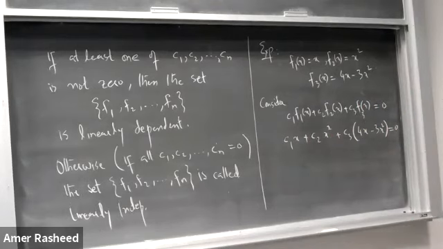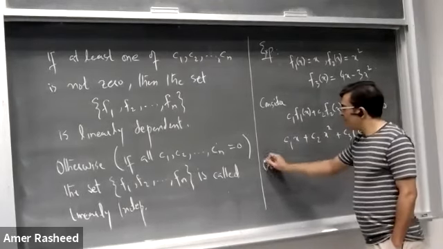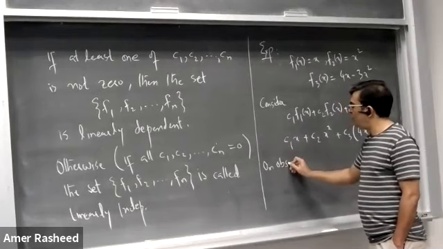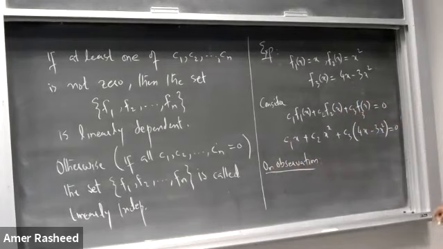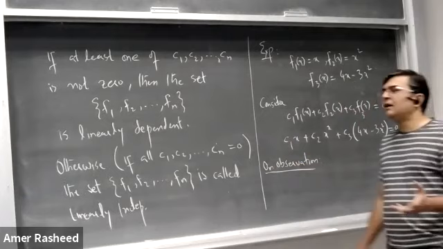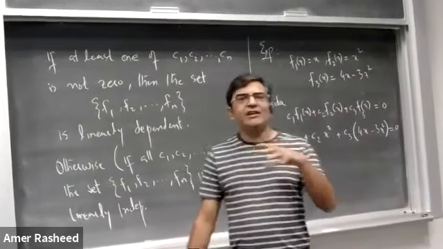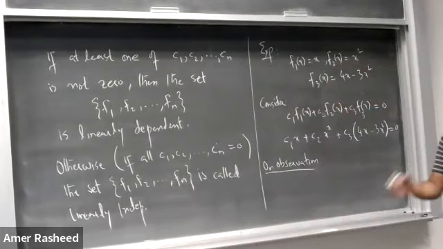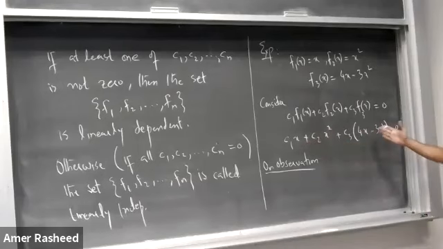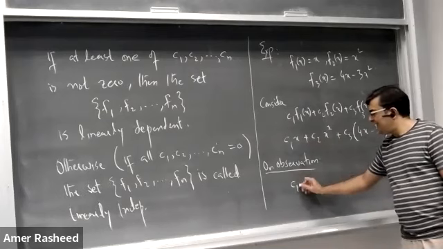Now, on observation, can you tell me whether all these constants C1, C2, C3 must be 0 for any value of x? Or can we find values of C1, C2, and C3 that are not 0, but this whole expression gives us 0? Are there any such values of C1, C2, C3? Yes.